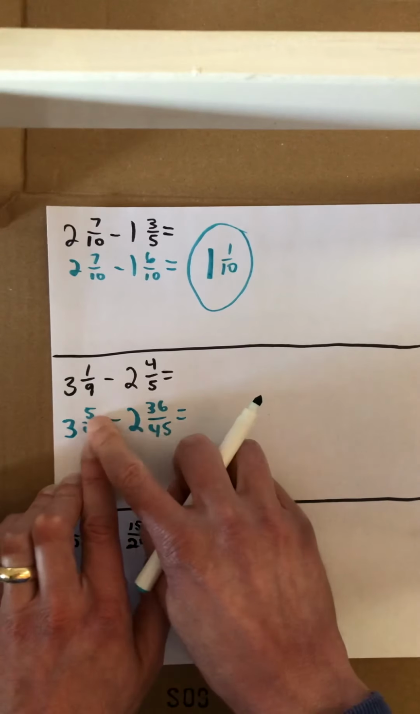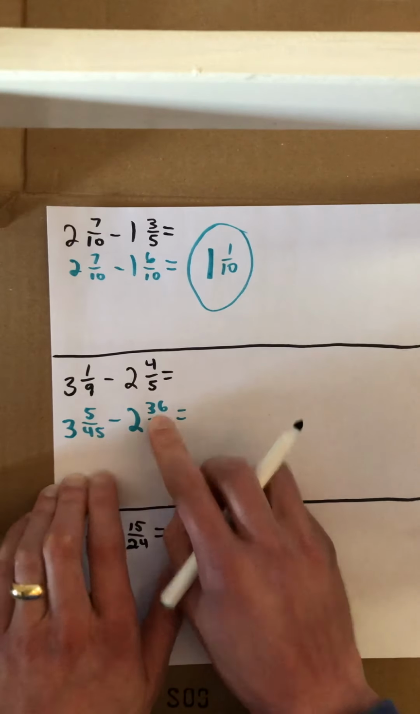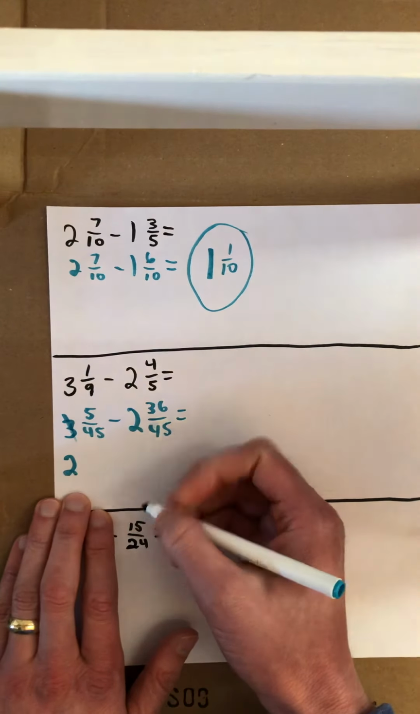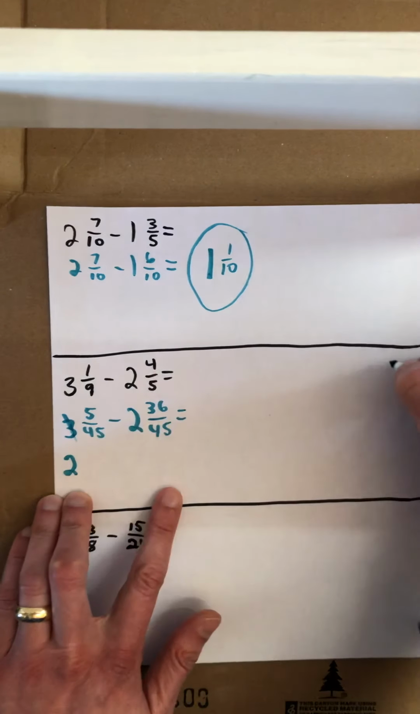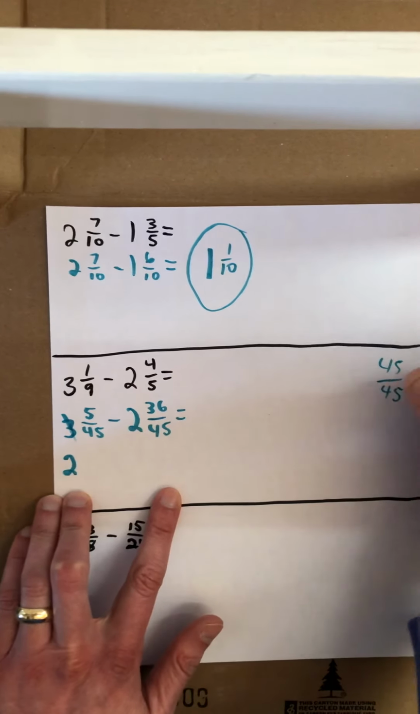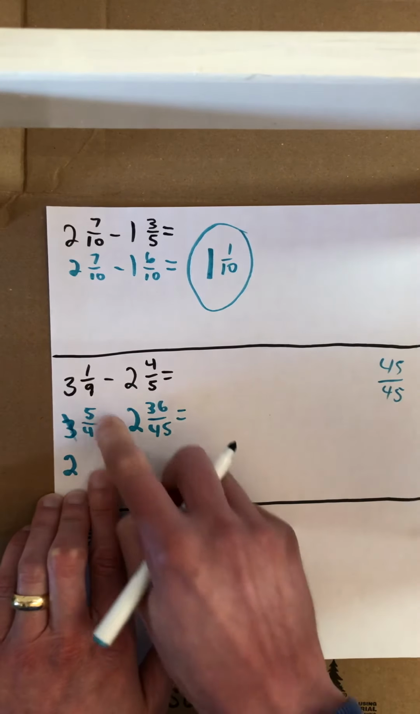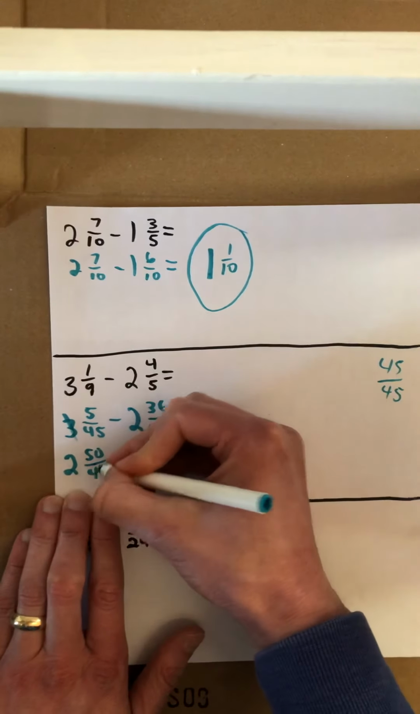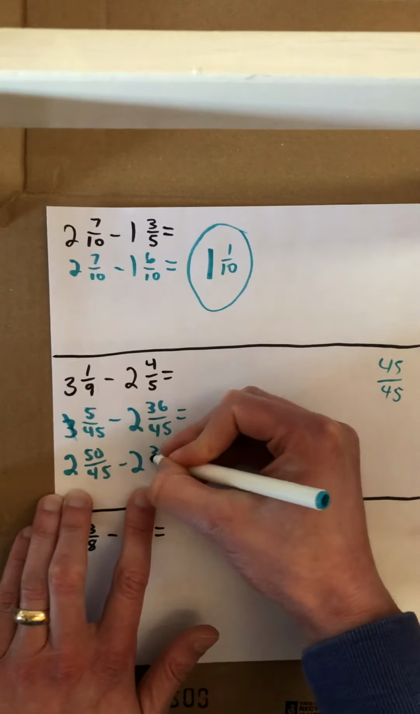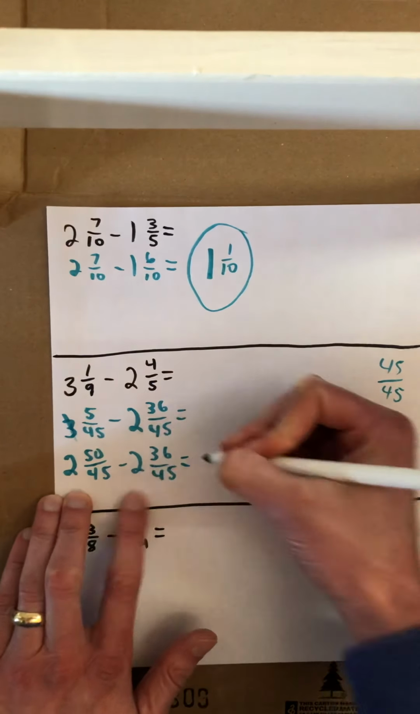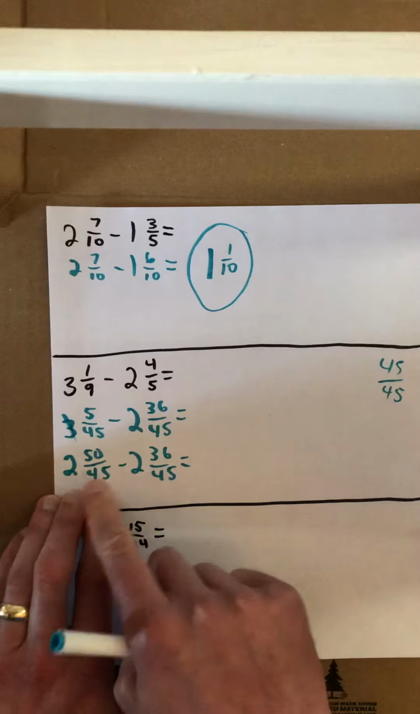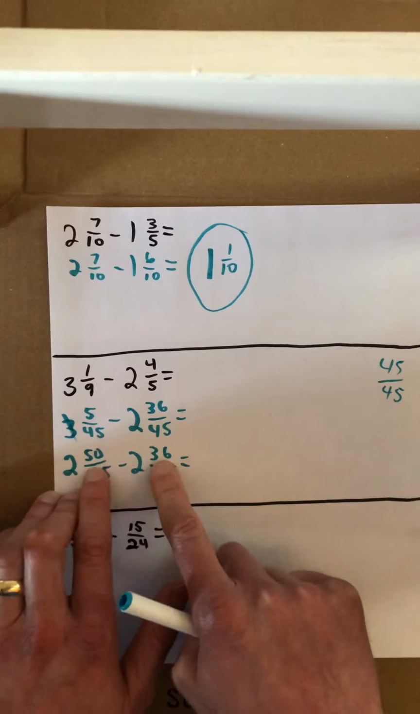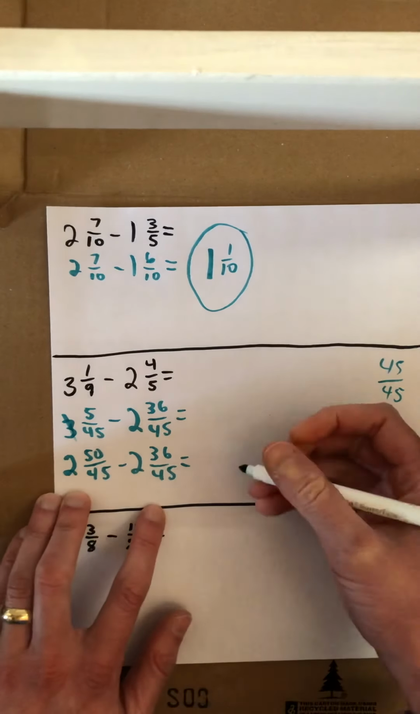In this case, can I do 5 take away 36? Well, not without borrowing. So what I'm going to do is, I'm going to cross off that 3. It's now a 2. And I can add 45 out of 45, because that's what a whole is, I can add 45 out of 45 to this top. So 45 plus 5 means I now have 50 out of 45. So now I can do 2 whole and 50 out of 45, take away 2 whole and 36 out of 45. I do the fractions first, so 50 take away 36, that's going to leave me with 14.